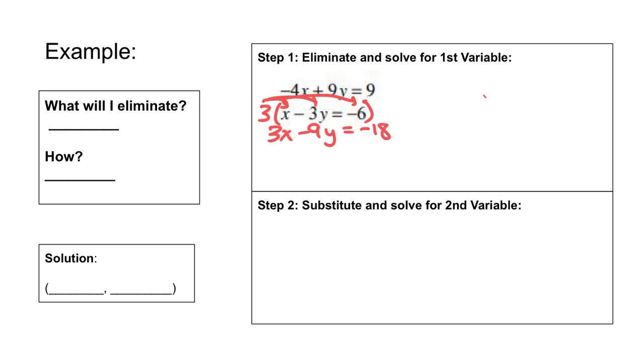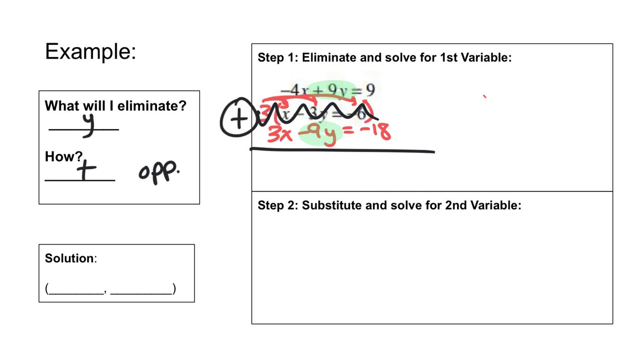Once I do that, I no longer need the original equation that I had. So I usually just come along and cross it out. You might want to just rewrite your system over to the side if you prefer to do that. But I usually just cross that out and go with what I've got left. So now I have y's that match. I have a positive 9y here and a negative 9y right here, which means I'm going to eliminate the y. And because they're opposites, I'm going to add to do it. They're opposites because I have a positive and a negative one. So I'm going to do addition to eliminate that.